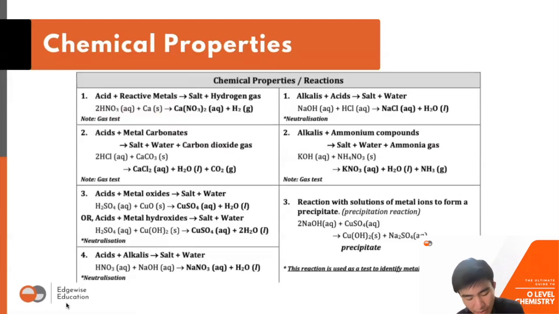Now, acid plus alkali gives you salt and water. How do I remember this? Because alkalis, remember, are soluble bases. Soluble means there is water involved, so they form water as the byproduct rather than hydrogen gas. Now, gas test for hydrogen gas. Can anybody tell me what is the gas test for hydrogen gas?